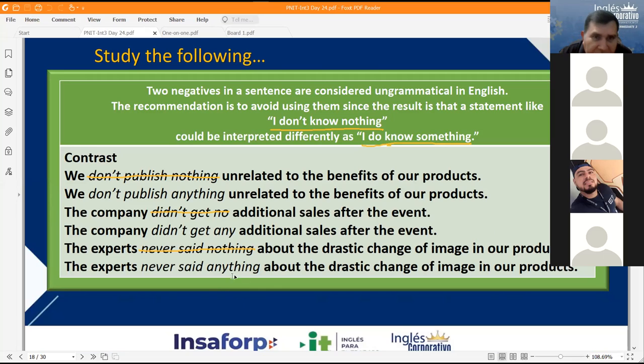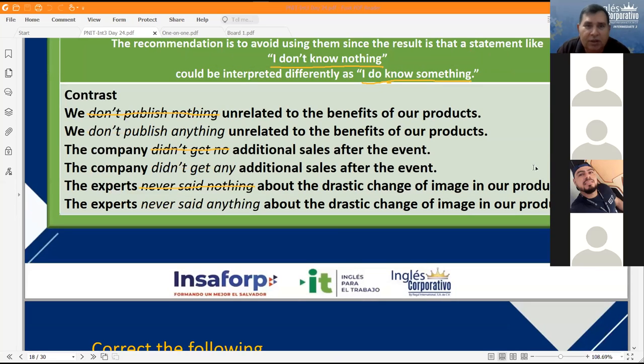Two negatives in a sentence. Later, we will need to activate the microphone. Two negatives in a sentence are considered ungrammatical in English. The recommendation is to avoid using them since a statement like, I don't know nothing, could be interpreted as I do know something. However, that is not really true. Actually, it sounds like someone didn't go to school, right?